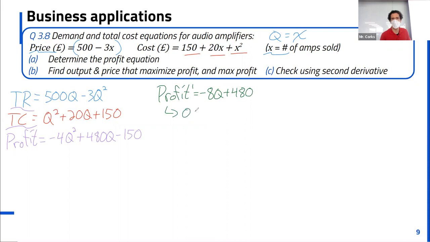I'm going to be a little lazy here and just write it like this. So 8Q plus 480. And based on that, Q is equal to what? 60. Okay, so there's the Q value. There's the output that will produce maximum profit.